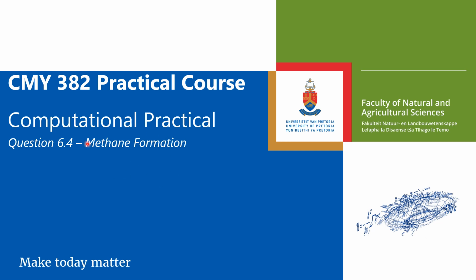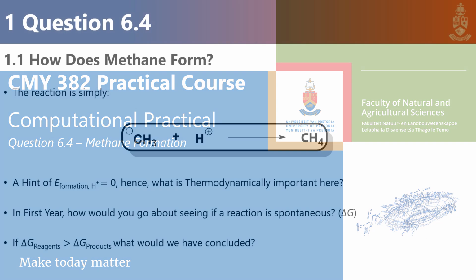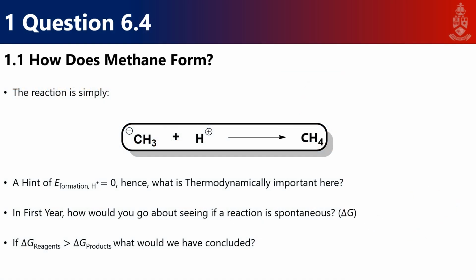Right, so let's look at how you would computationally look at the formation of methane. Methane formation is actually quite difficult to do synthetically, as you can imagine. It's very difficult to isolate this anion. It's very difficult to have protons flying around, in essence. So the reaction itself is quite difficult to do experimentally.